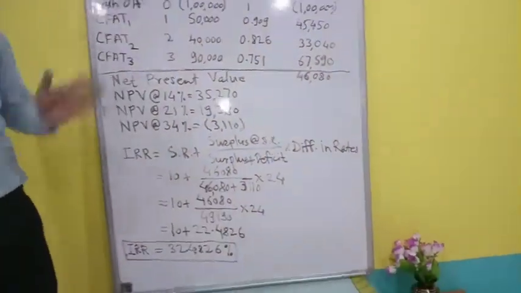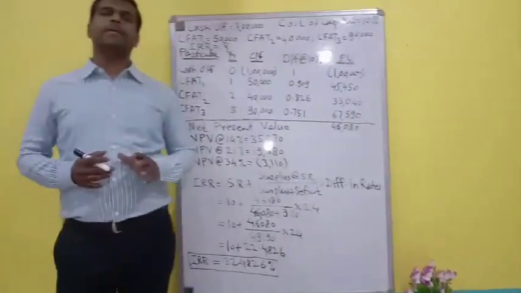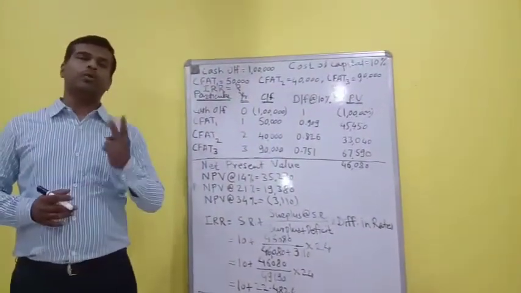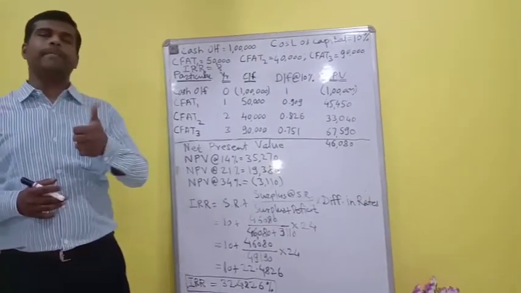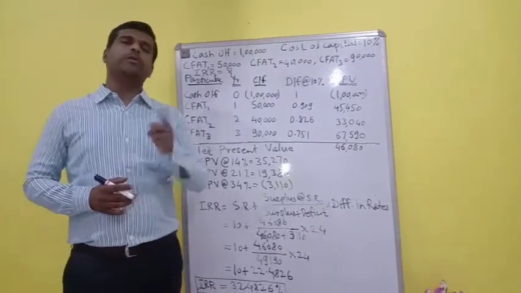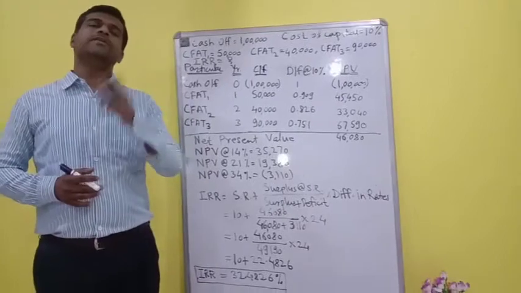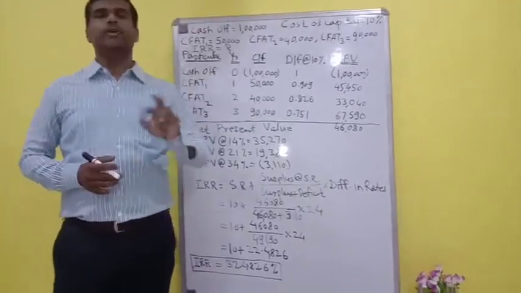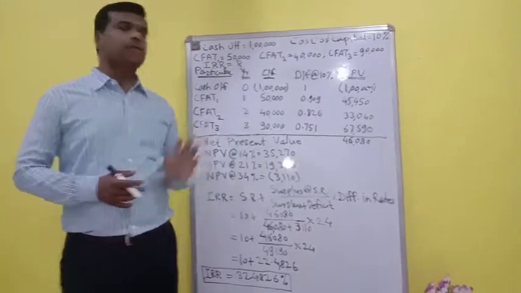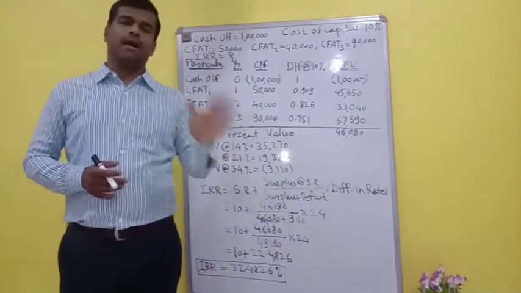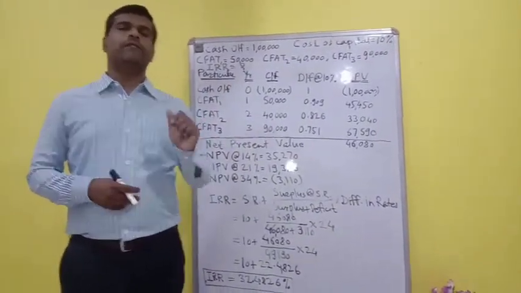So initially when you are going to solve an IRR based problem, you require two things. Number one, you will require one NPV which is positive, and you require another NPV which is negative. So unless and until you get one positive NPV and one negative NPV, you cannot proceed with the calculations of IRR. So this is the basic condition for IRR.